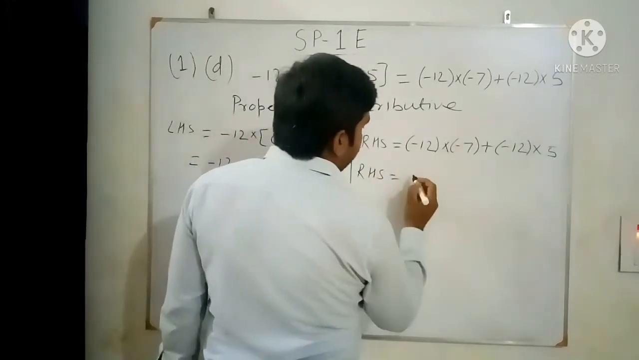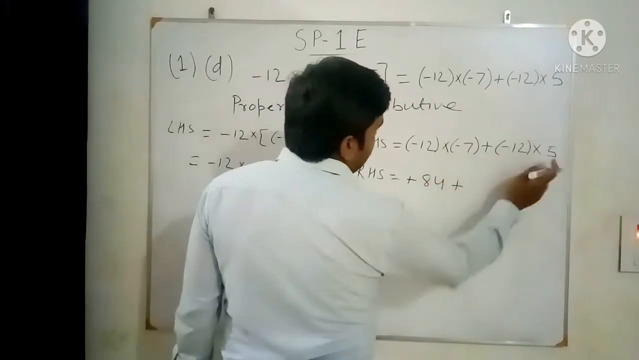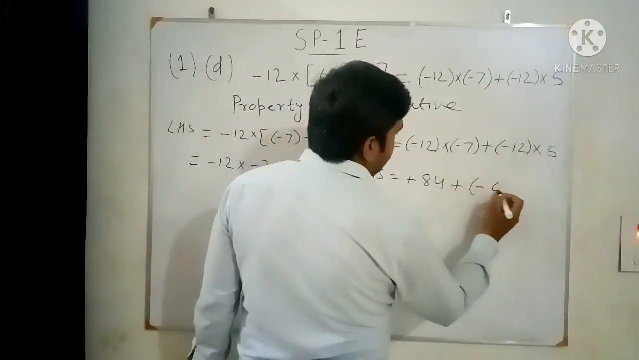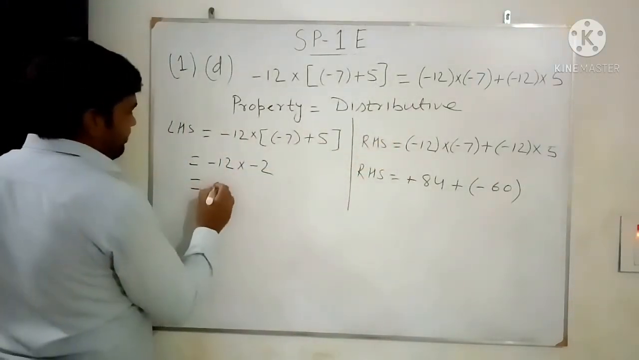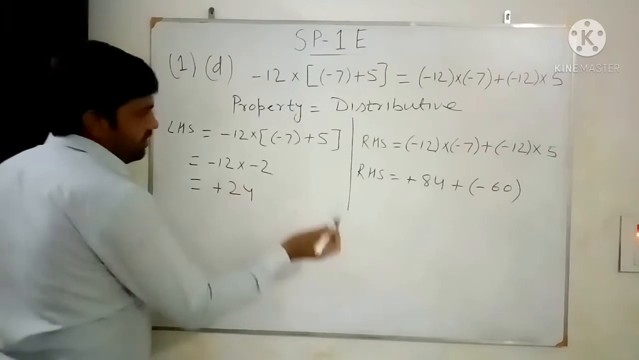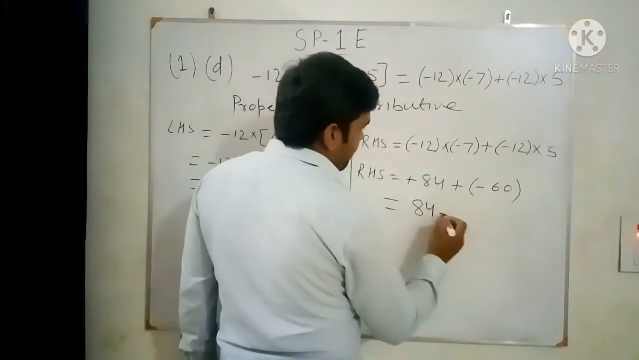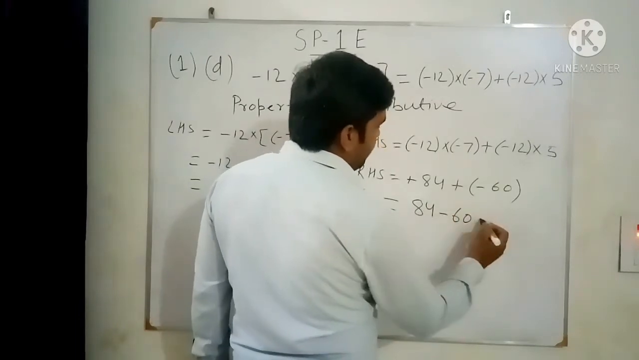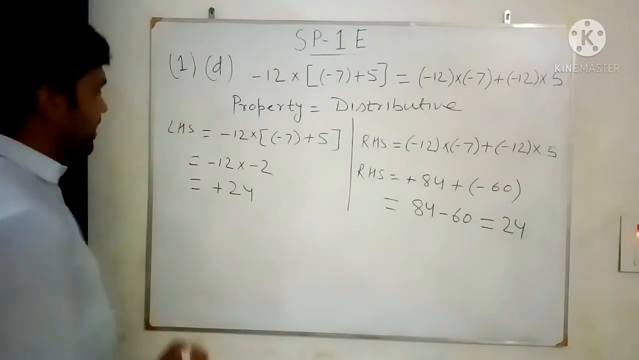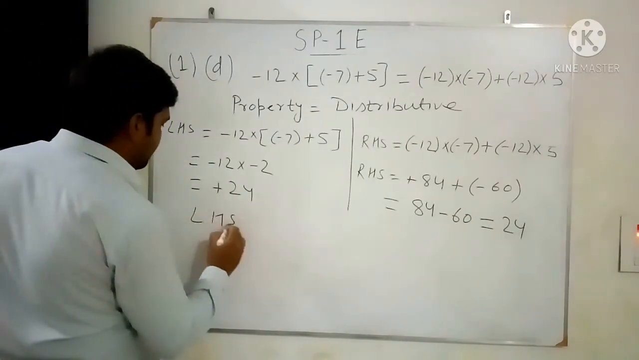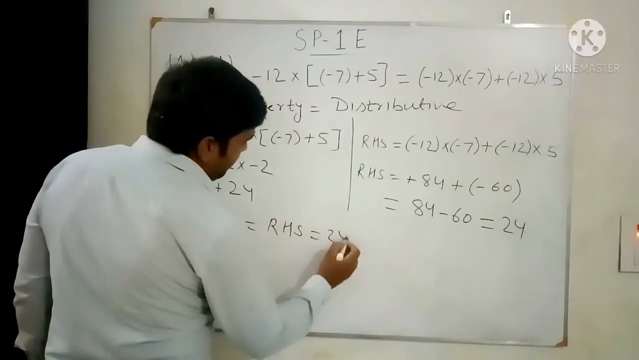So here minus minus plus, 12 7s are 84, plus minus plus minus, 12 5s are 60. Now on the left, minus minus plus, 12 2s are 24. On the right, 84 minus 60: if you subtract 60 from 84, you get 24. Now see, on both sides you get 24. So LHS equals RHS equals 24. Verified.